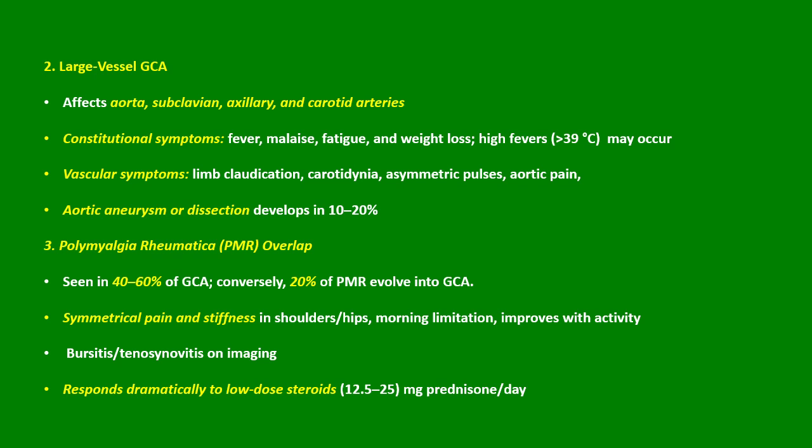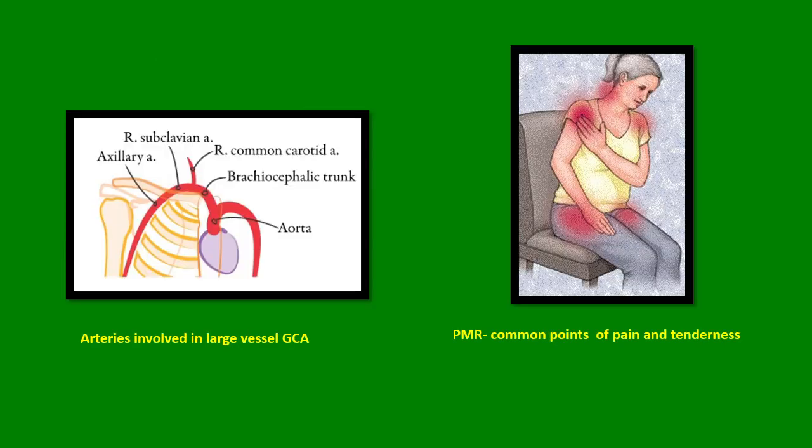Conversely, 20% of PMR evolves into GCA. It is characterized by symmetrical pain and stiffness in the shoulders and hips, with morning limitation, and this improves with activity. Bursitis and tenosynovitis is seen on imaging. It responds dramatically to low-dose steroids. This figure on the left shows arteries involved in large vessel GCA, and on the right shows common points of pain and tenderness in PMR.